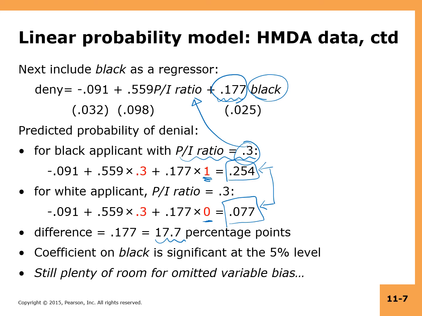So the coefficient of this Black binary variable measures the effect of being Black on denial rate compared to the omitted group, which in this case is white applicants. And the coefficient is also statistically significant. So it seems like being a Black applicant affects the denial rate, but we can also think that there probably is omitted variable bias because we are only including in this model just 2 control variables.